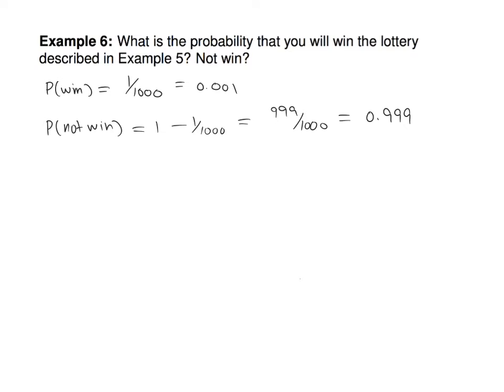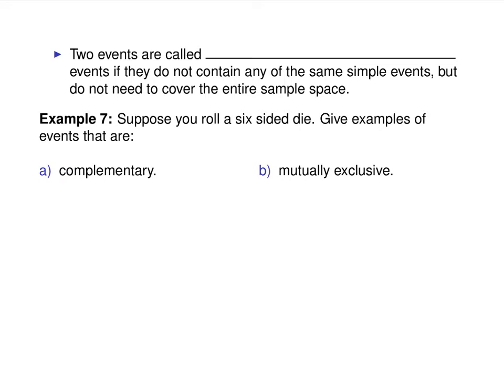So do you get that complementary events can have nothing in common, and together they make up every possibility? Like with a die, complementary events could be rolling an even or rolling an odd, right? Because there's no overlap, but together they make up the whole sample space. Now, you also could have events that don't have anything in common, but they don't make up the whole sample space. That's called mutually exclusive.